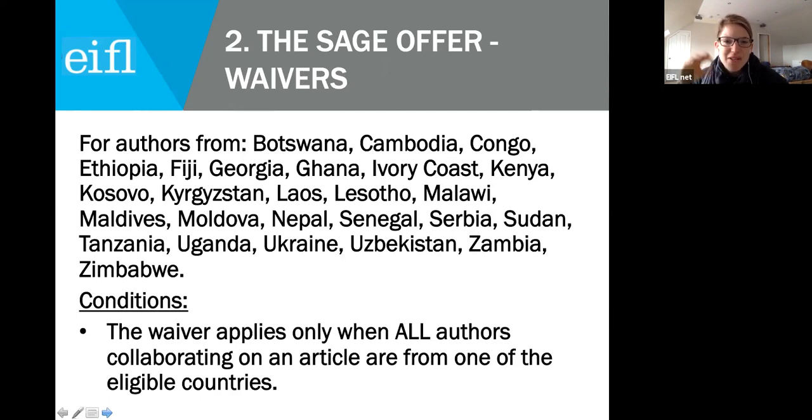And the main thing to remember with this part is that there's a condition, and it says that all the authors need to be from these countries or from one of these countries. Presumably, if there's collaboration between these countries, that would still qualify. So the important thing is that it's not just a corresponding author that needs to be from one of these countries, but all authors collaborating on the article. So that's one of the restrictions. It's a bit different to the other offer, but just bear in mind that that's the case. So in that case, there's no article processing charge to be paid.